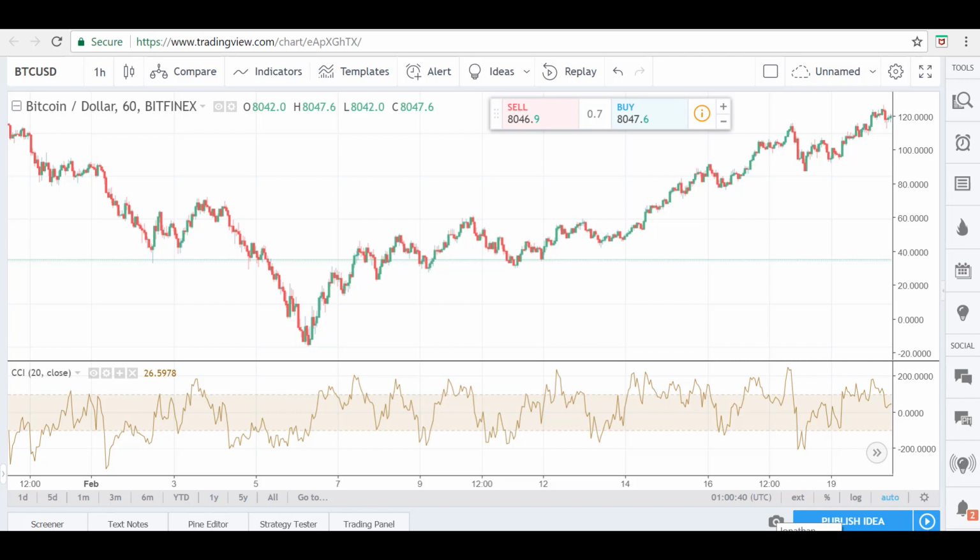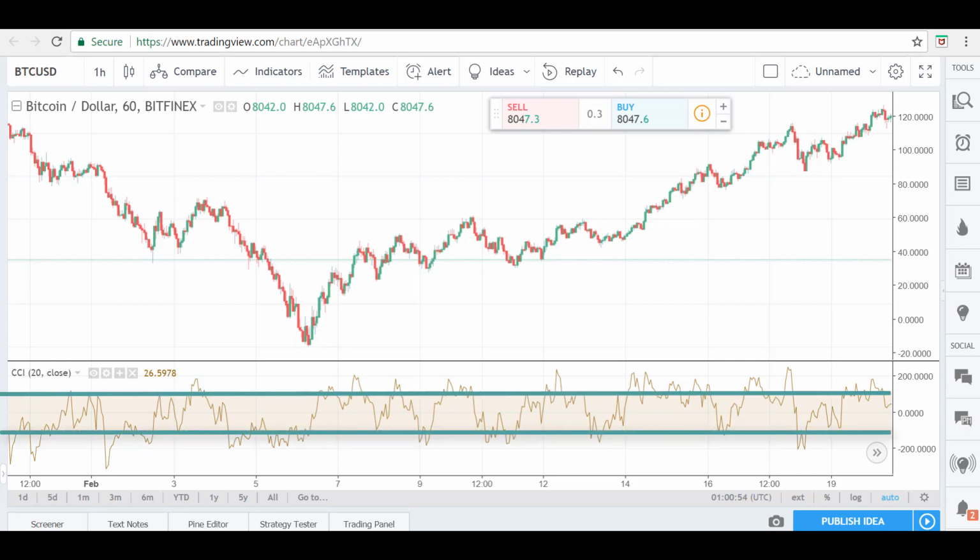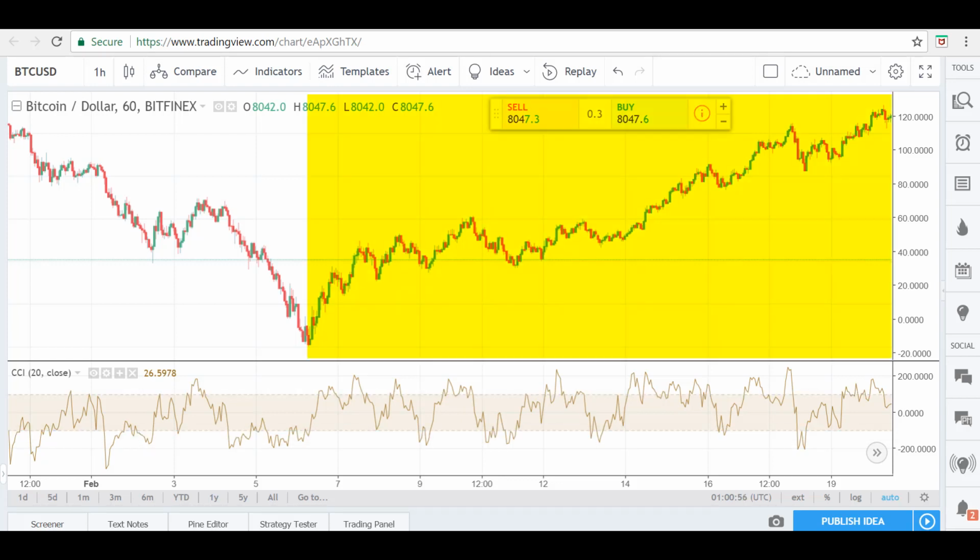Add the CCI to your chart. The default setting is usually 20. Keep it as it is. If it's not, then change it. As you can see in this hourly chart, most of the action is happening between those two lines of minus 100 and plus 100. Let's test this part of the chart.